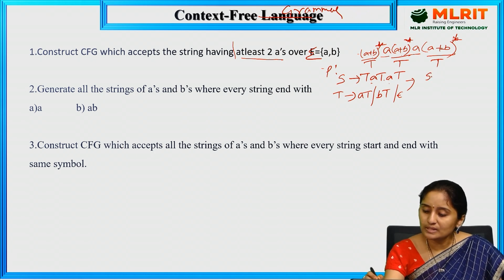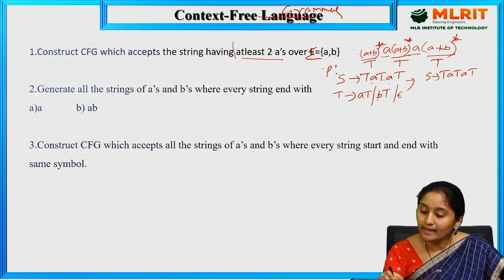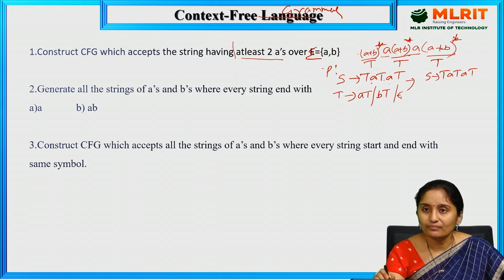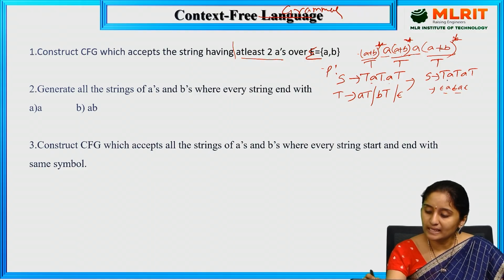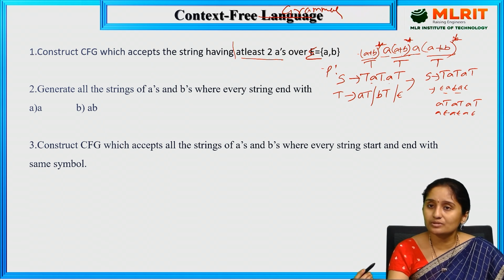S produces T, A, T, A, T. So I can replace T with either AT or BT or epsilon, with anything I can replace. Let me replace with epsilon: epsilon A, epsilon A, epsilon. Nothing but I got two A's. Yes. Now let me replace these T with AT, AT, AT. Then A, epsilon A, epsilon A, epsilon. Three A's also I have generated.